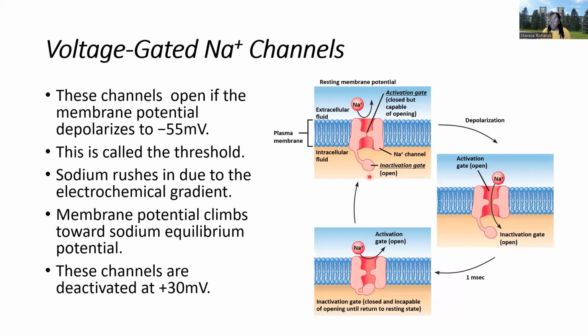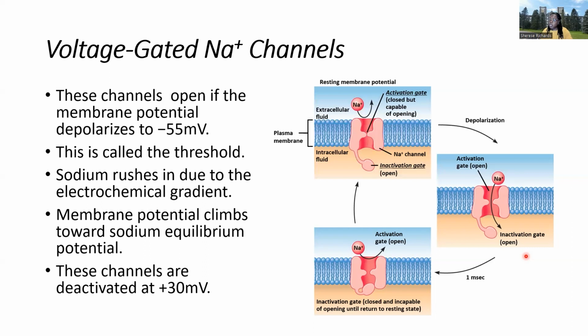The inactivation gates are actually open, because if we were to get to our threshold value, this channel would be ready to open up. So the inactivation gate is open and waiting for us to meet that -55, and then we're going to open the activation gate and sodium can flow through. So we depolarize the cell, we open up the activation gate. Now both gates are open, and we can say that the channel is open. Sodium can rush from the extracellular environment to the intracellular environment. That's going to change the membrane potential to become more positive.